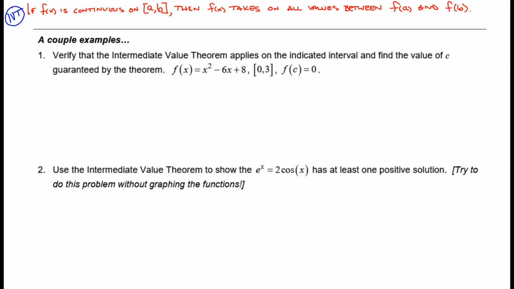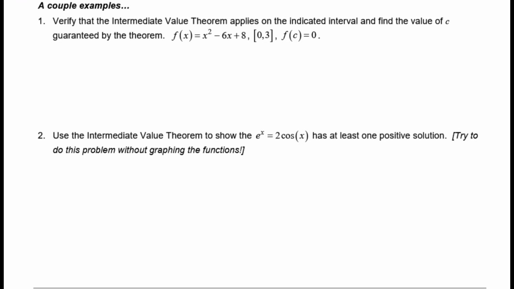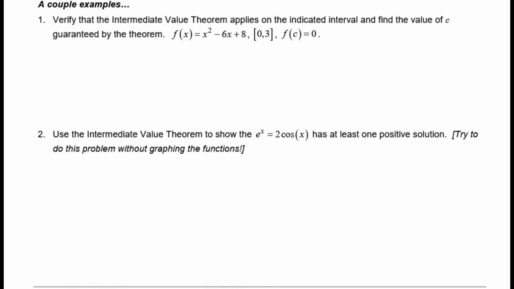Example 1 says, verify that the intermediate value theorem applies on the indicated interval and find the value of c guaranteed by the theorem. We have a quadratic function, f of x equals x squared minus 6x plus 8, and the interval we're looking at is the closed interval from 0 to 3, and we want to find the 0 that is on that interval. So let's go through this step by step.